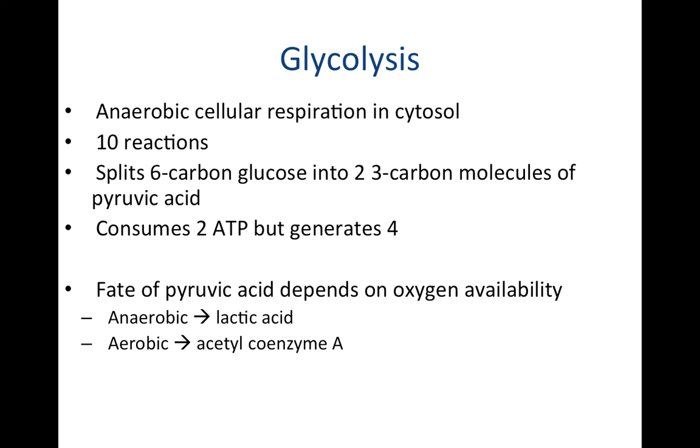Glycolysis is made of 10 reactions, and in these reactions you are going to lyse glucose. You're going to split it right in half. You're going to end up consuming 2 ATP, but you generate 4, so you end up with a net 2 ATP when you come out of it. And then pyruvic acid can go down one of two pathways depending on whether you have oxygen or not. We'll talk about that in a minute.